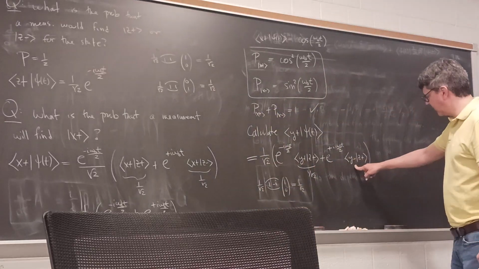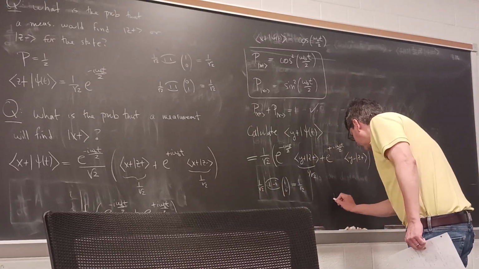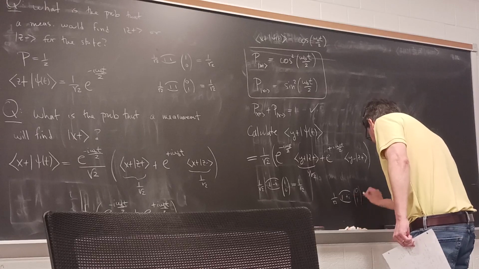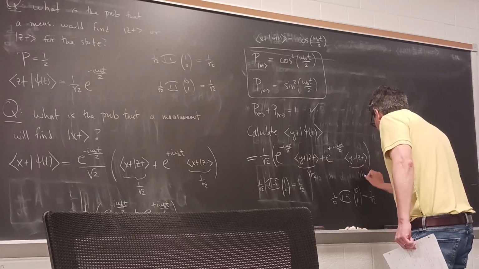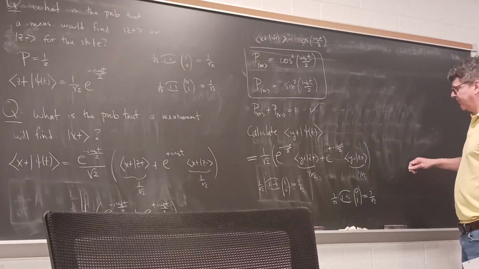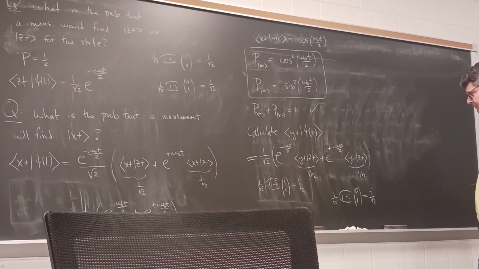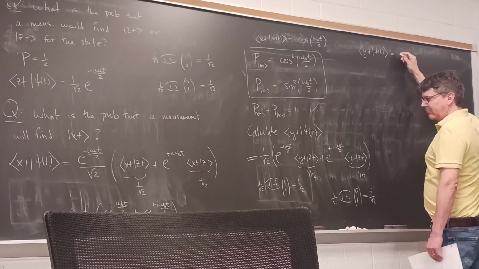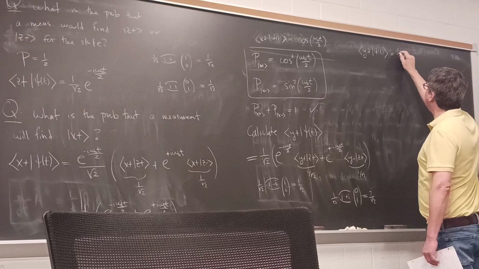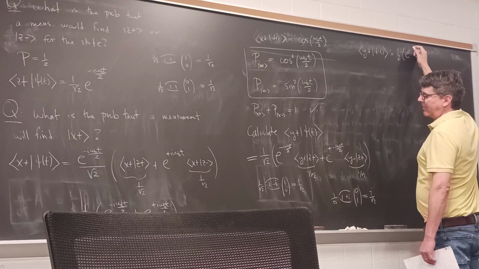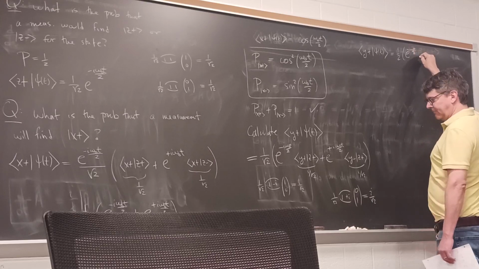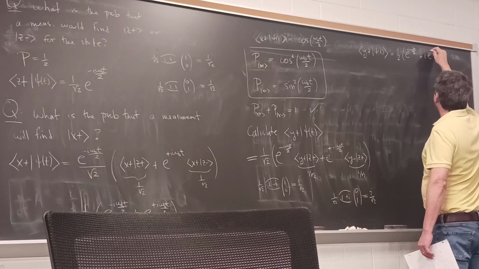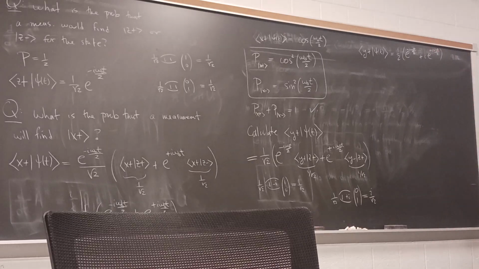And then this amplitude is y minus, and that will be 1 over root 2, (1, plus i) times (0, 1), and this will be i over root 2. Is that right? So y plus psi of t will be a factor of a half, e to the minus i omega 0 t over 2, plus i e to the plus i omega 0 t over 2. All right, did I make any mistakes there?